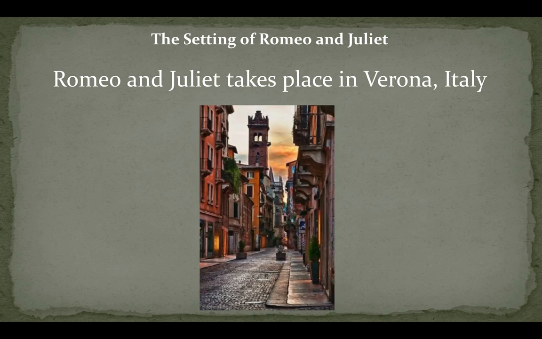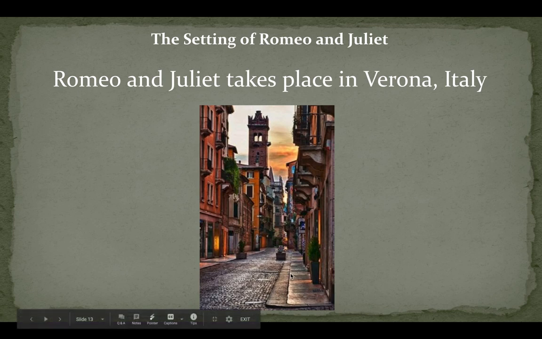You can imagine in Romeo and Juliet that things happen on the streets of Verona. Now, the streets of Verona would be very different, generally speaking, from our streets. These streets would be cobblestone. They'd be very narrow because they're not designed for cars, mostly designed for people walking, perhaps people on horseback, but mostly people walking.